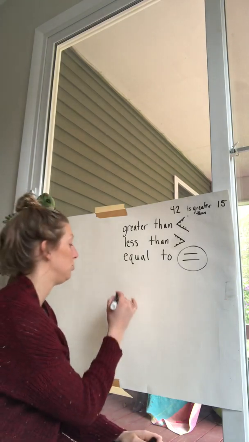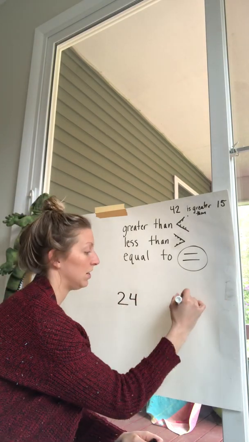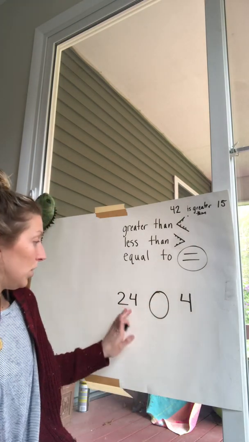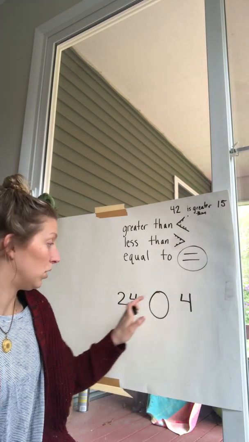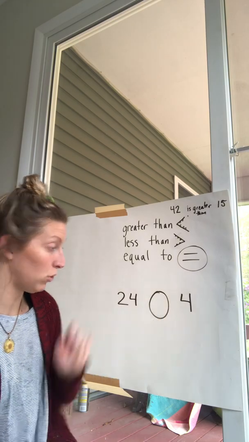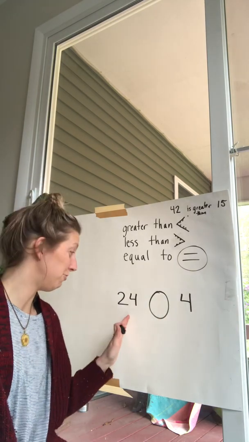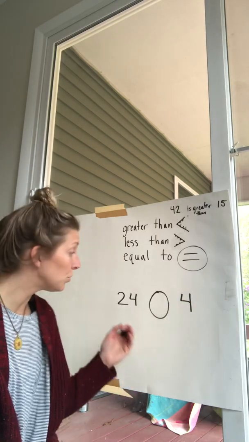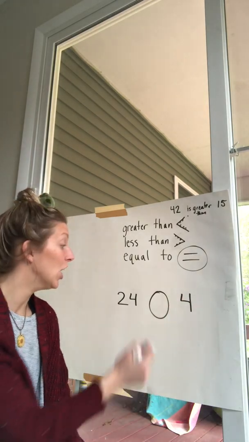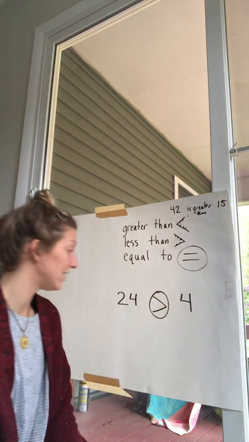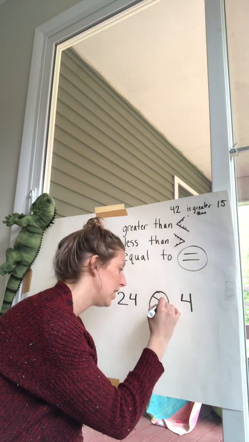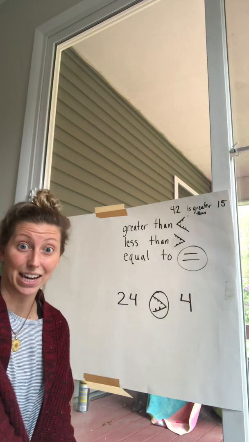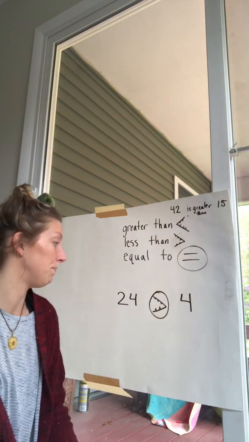So we're going to do 24, and here's 4. What's going to go in the middle? I'll put a circle here. Is 24 greater than 4? Is 24 less than 4? Or is 24 equal to 4? Well, 24 is greater because it's bigger, so the alligator is going to eat the 24. And sometimes Miss White puts those little teeth marks to remind you that it's an alligator, right? So the alligator is eating that 24.